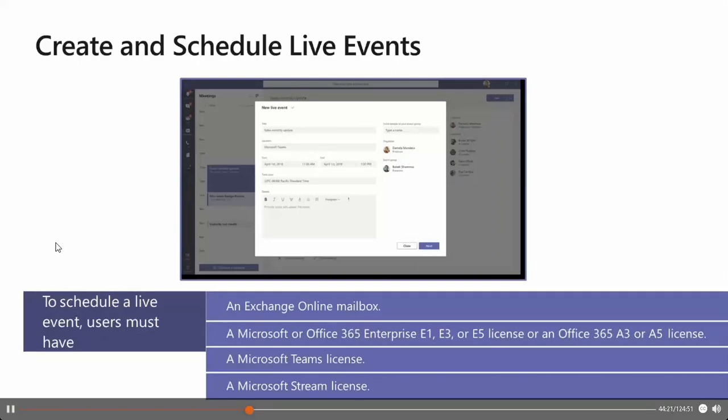A license is required to participate in a live event as an authenticated user, but this requirement really depends on your production method. For events produced in Teams, the user must be assigned a Teams license, and for events produced with an external app or device, the user must be assigned a Stream license.